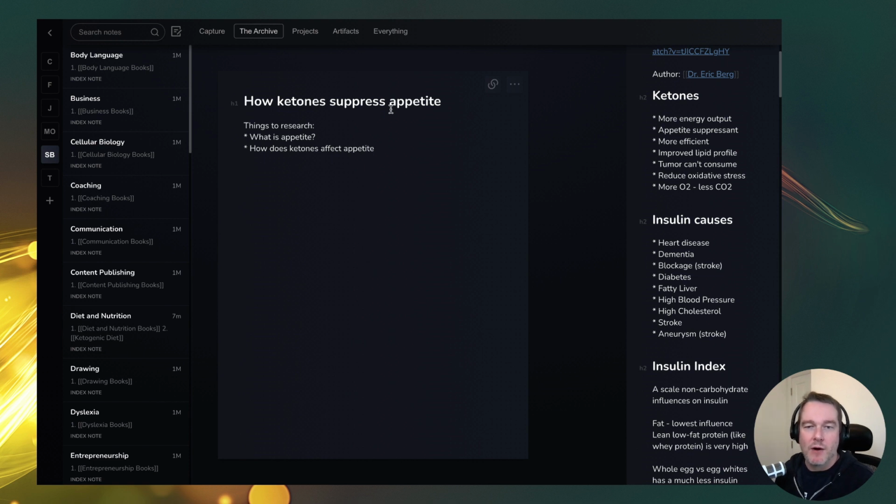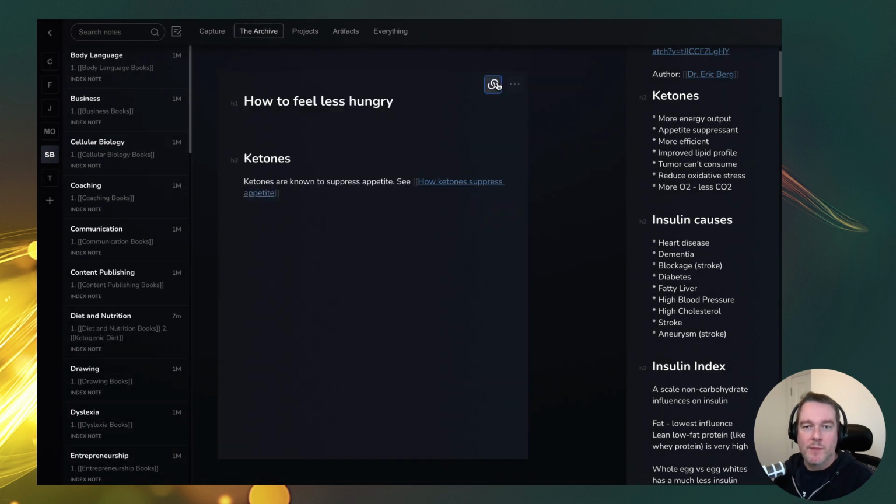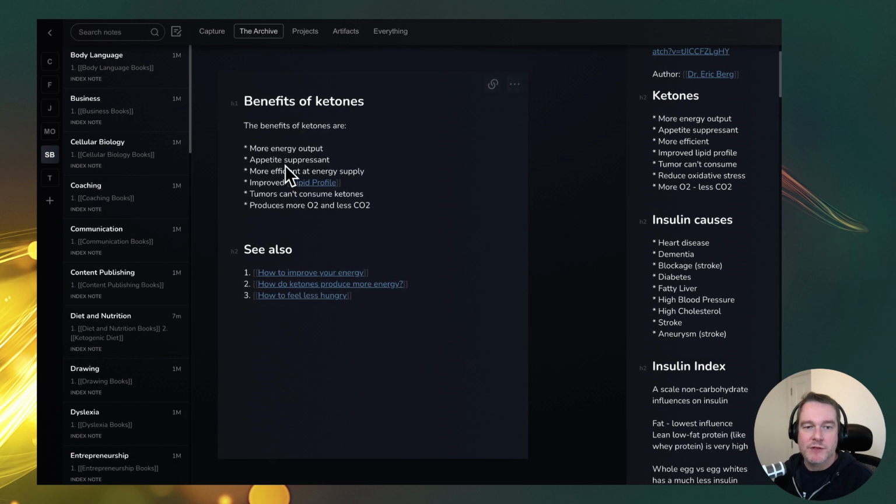Okay, right. So now we can go back to the benefits of ketones. And we can say, another reference here, how ketones suppress appetite. Okay, so now we've linked those together.